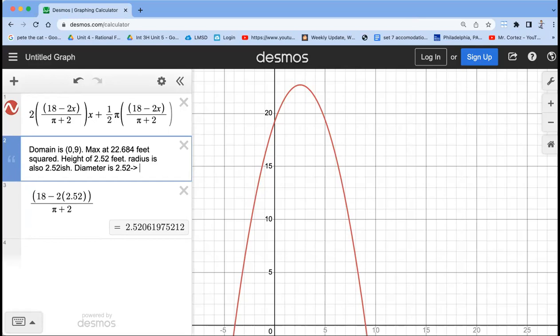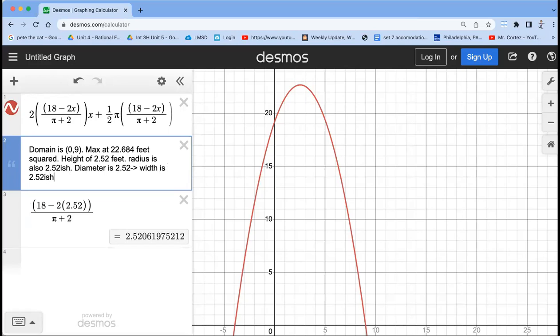So therefore, the width is 5-ish. Interestingly enough, interesting little diagram that's created.